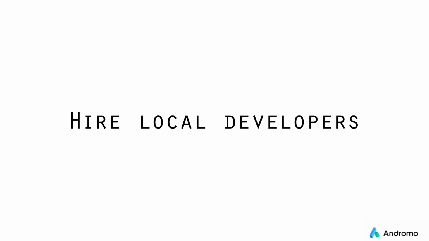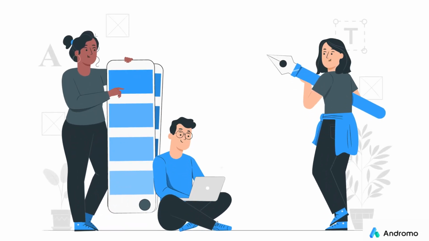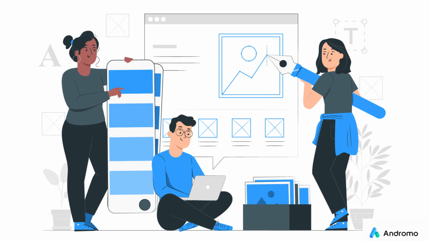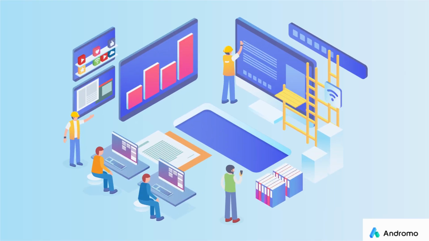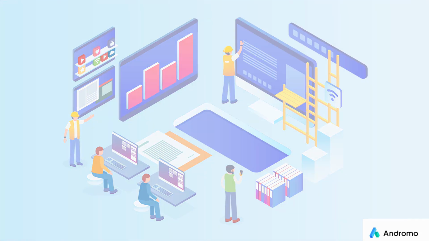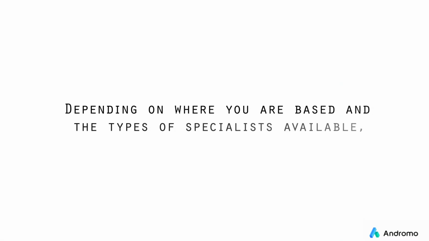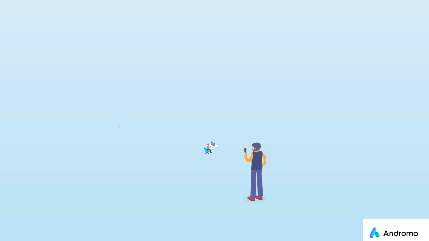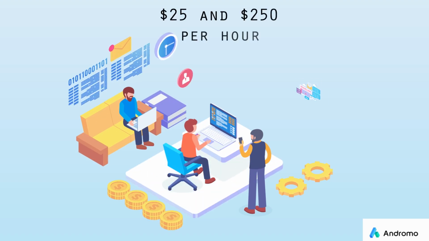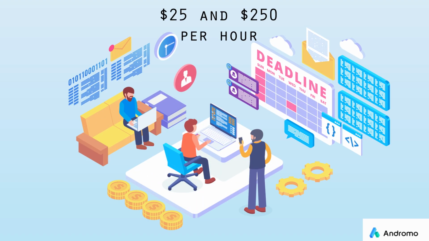Hire local developers. You might choose to work with a medium-sized, locally based company that can help in application development. Local companies generally have higher hourly rates for both design and development services. Depending on where you are and the type of specialists available, you can expect to pay between $25 and $250 per hour for each developer and designer.